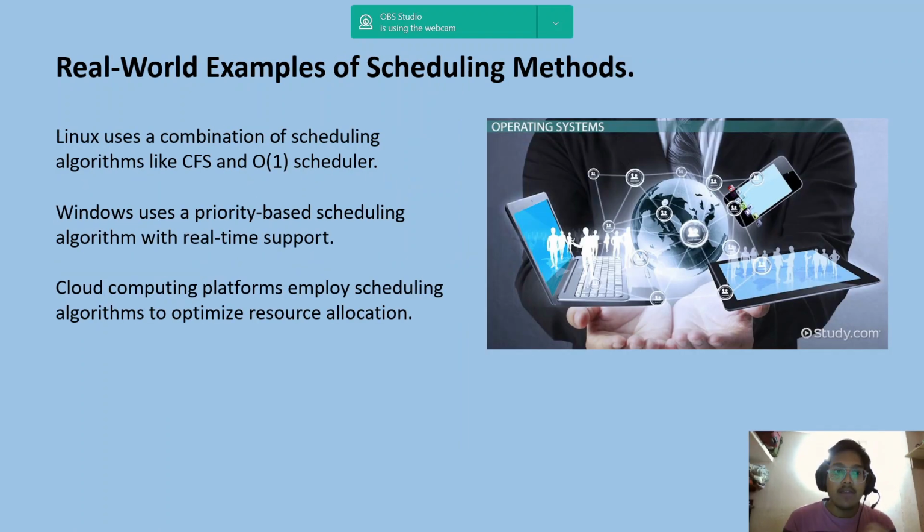Next we have real world examples of scheduling methods. Linux uses a combination of scheduling algorithms like CFS and the O(1) scheduler. Windows uses a priority based scheduling algorithm with real time support. Cloud computing systems employ scheduling algorithms depending on optimizing resource allocation, right? So that is why the scheduling method is important.